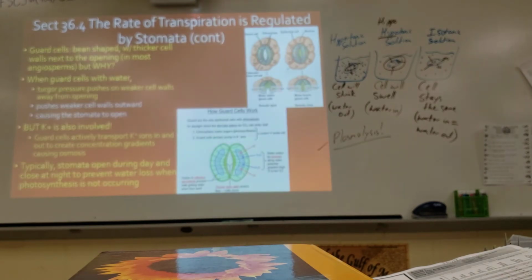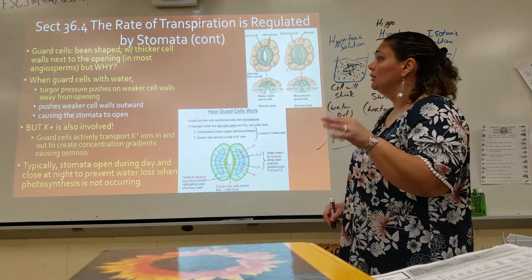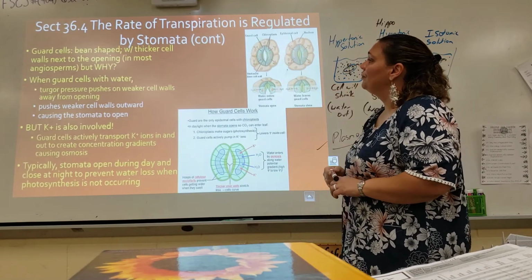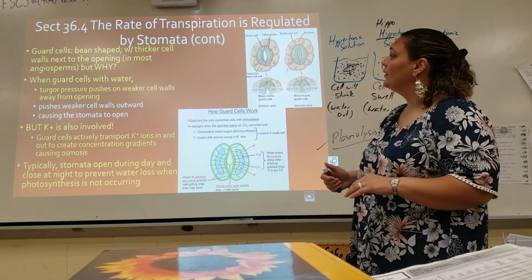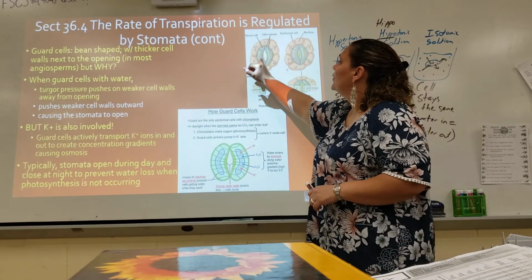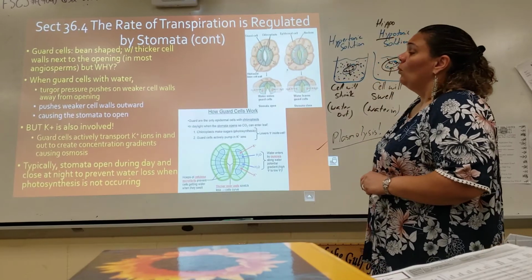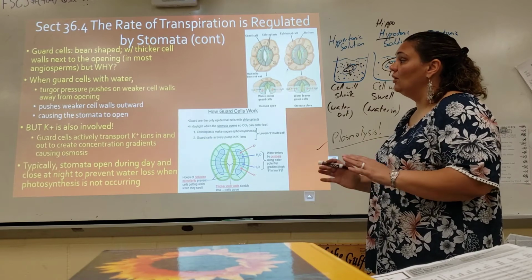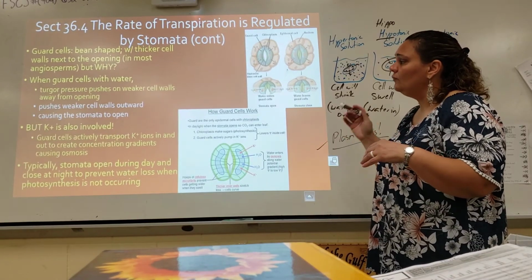Guard cells, bean shaped. You're going to see really cool pictures of those guys on the lab. Really, really cool stuff, okay? Guard cells are right here. Bean shaped with thicker cell walls next to the opening in most angiosperms. Thicker right here. That's a thicker cell wall. Why? When the guard cell is full of water, turgor pressure pushes on the weaker cell walls away from the opening. So it'll go ahead and open it up.